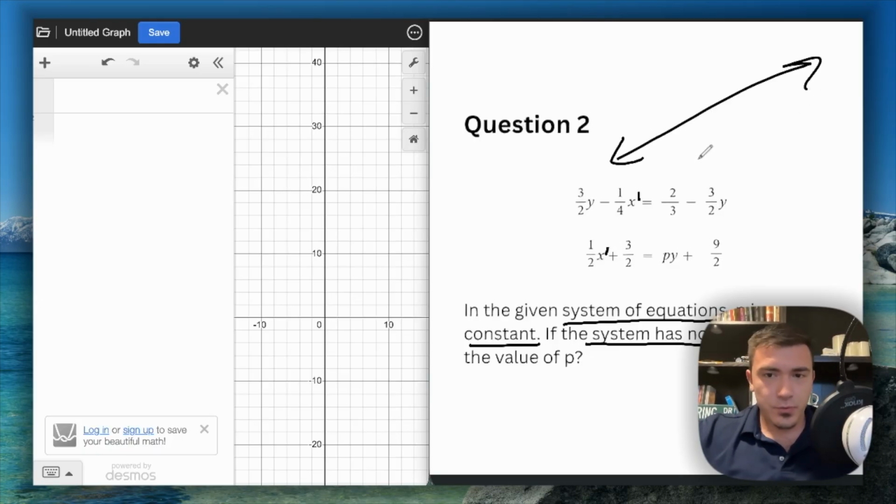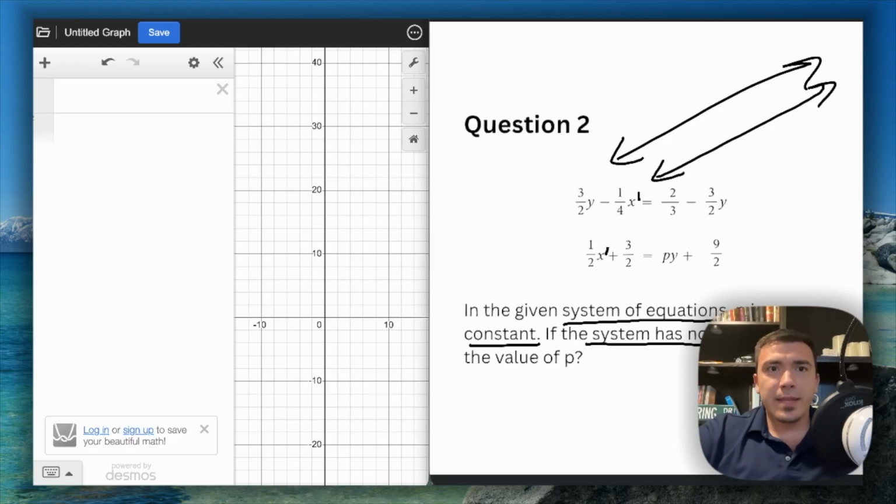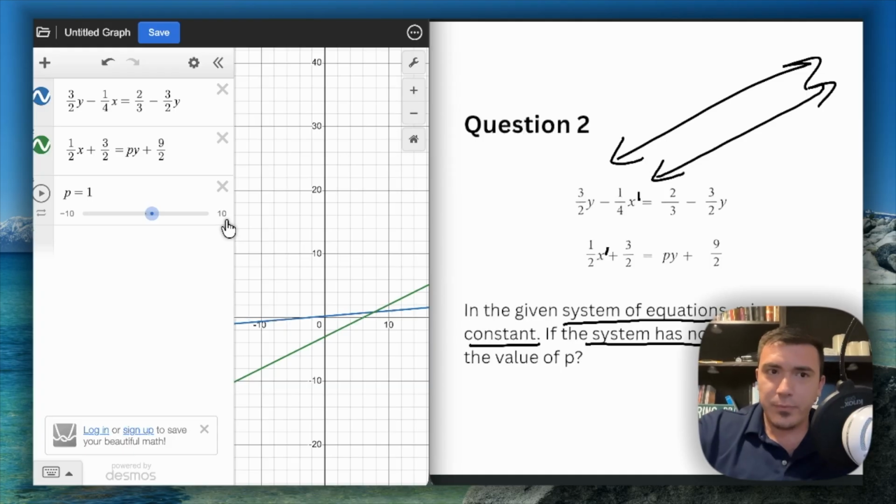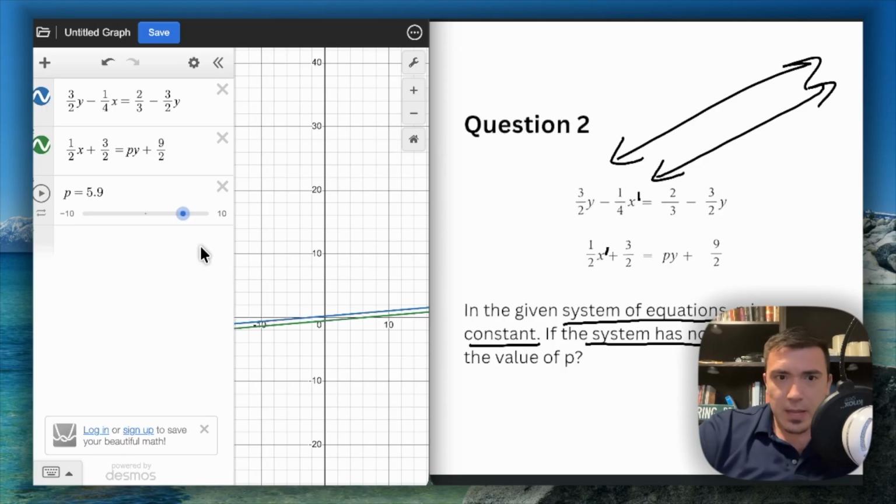Now, the solution to a linear system of equations is going to be their intersection point, right? So if I'm told that they have no solution, what's that going to tell me about my lines? That's going to tell me that my lines are parallel, right? So what I can do is I can simply go to Desmos and plot both of my equations, and then I can just add a slider for P, and I can mess around with values for P until I get them to become parallel. And I noticed that right around there, they seem to be parallel, right?